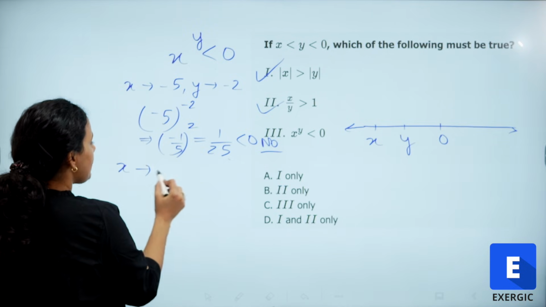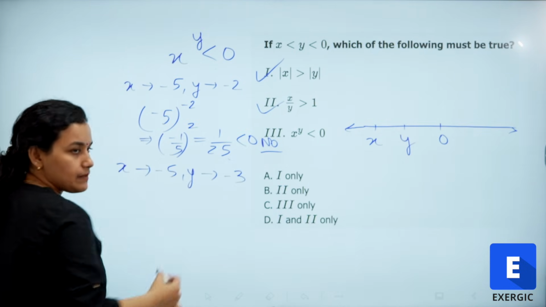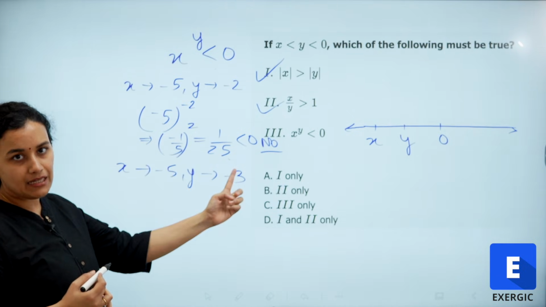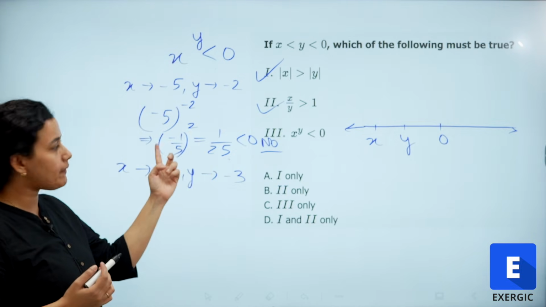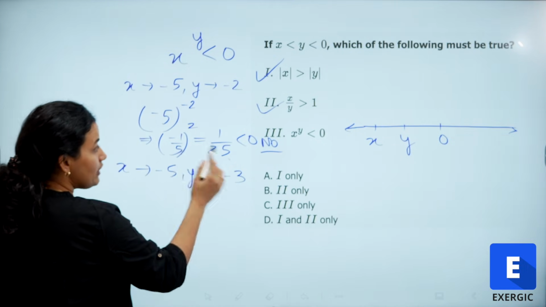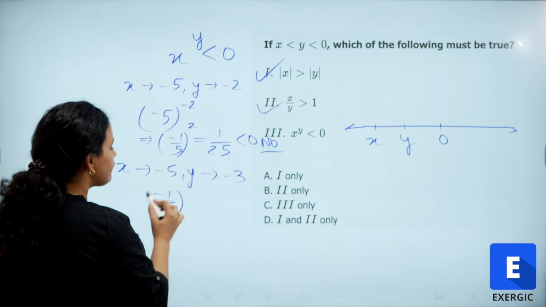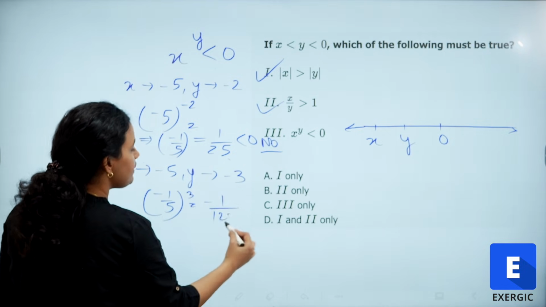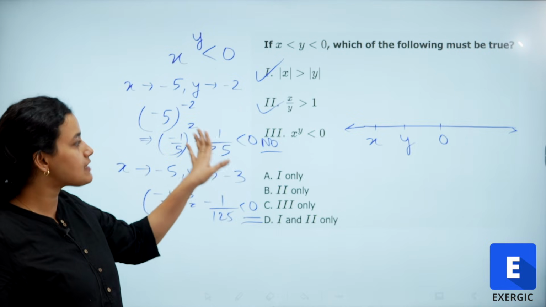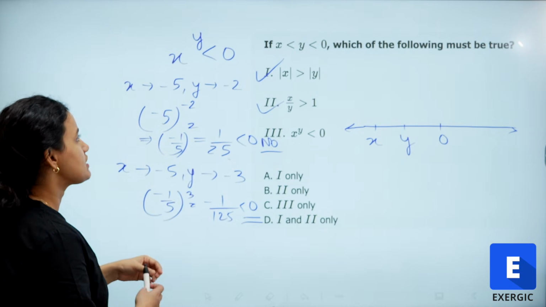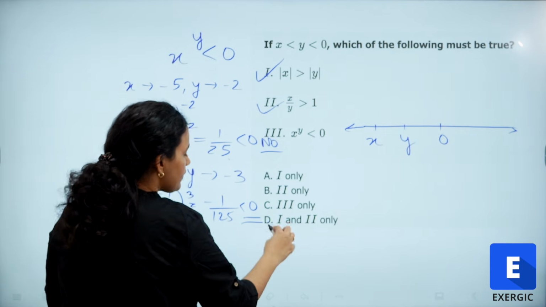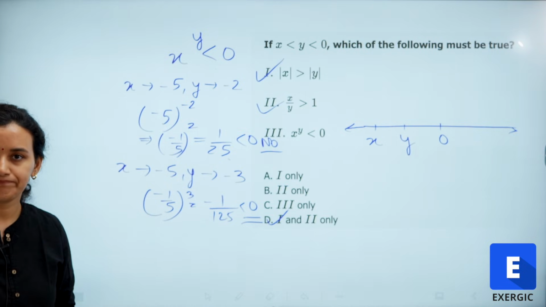However, if I take x as minus 5 and y as minus 3, I can see that it is because of the power that the minus has become a plus. If the power is even, the minus is going to become a plus. What happens if the power is odd? In that case, it will remain minus. So I will get minus 1 by 5 cube, that is minus 1 by 125, which is less than 0. So this is not true in all situations. It is true in some situations, but not in all, and the question asks which of the following must be true. So only 1 and 2, not 3. The required answer is option D.